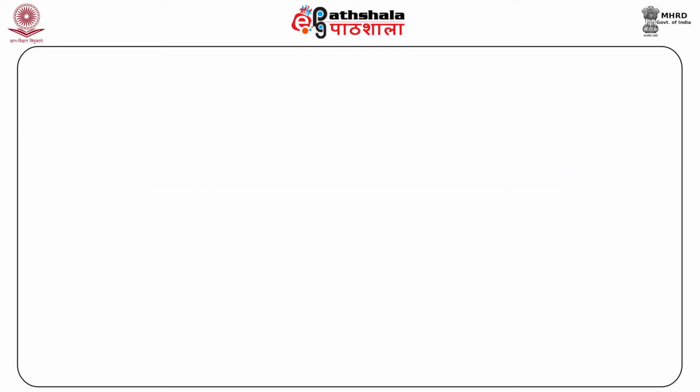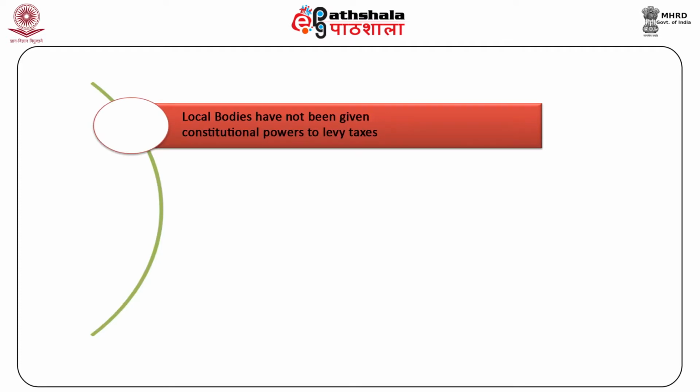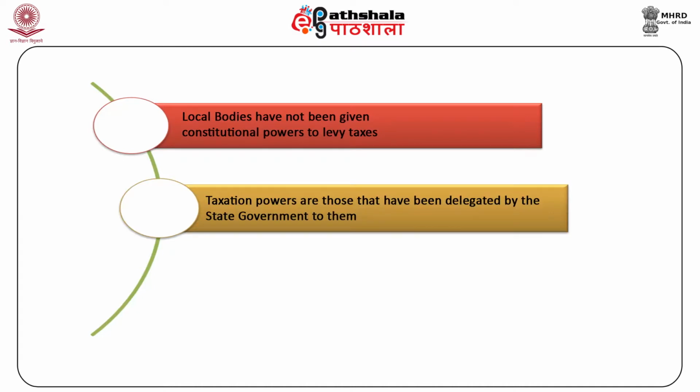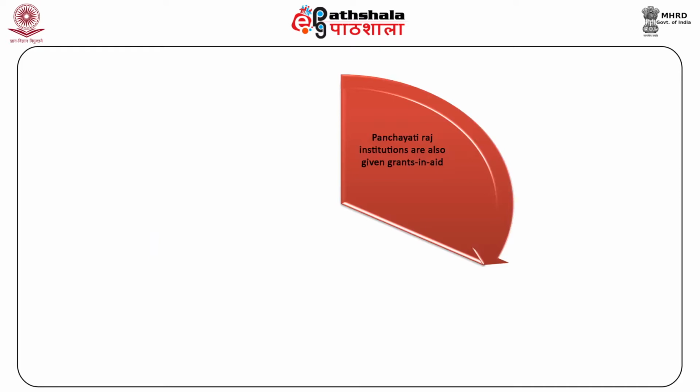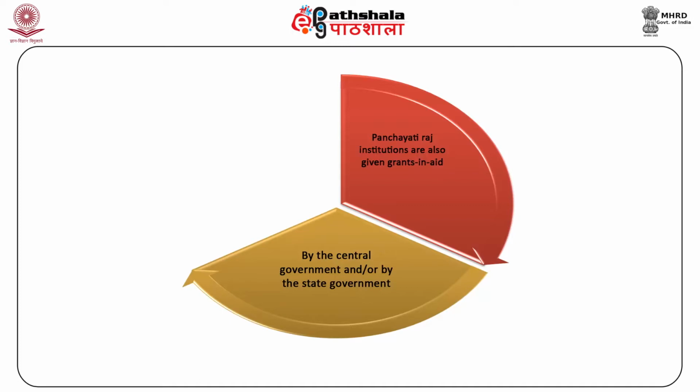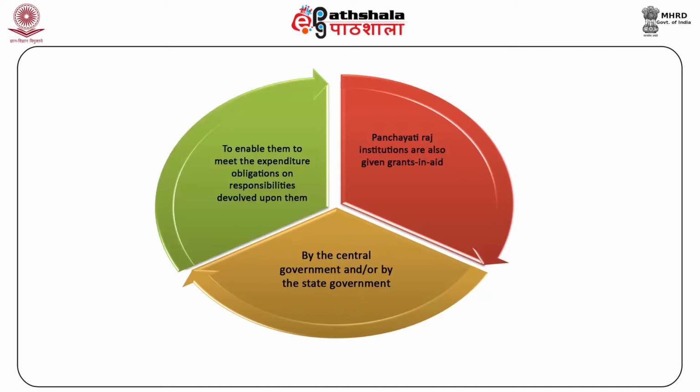Local bodies, like the Panchayati Raj institutions, have not been given constitutional powers to levy taxes. Their taxation powers are those that have been delegated by the state government to them and, in most cases, include octroi on entry of commodities into their local area and taxes on property. Panchayati Raj institutions are also given grants-in-aid by the central government and/or by the state government to enable them to meet the expenditure obligations on responsibilities devolved upon them.